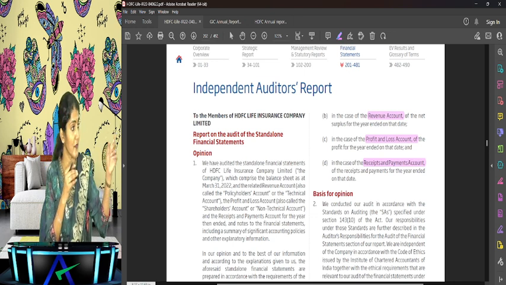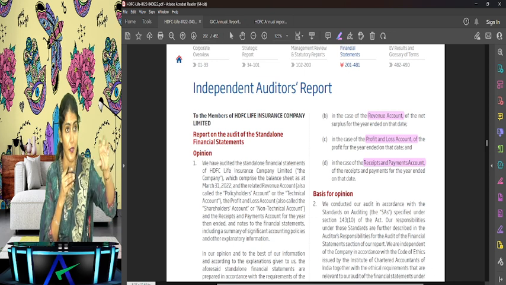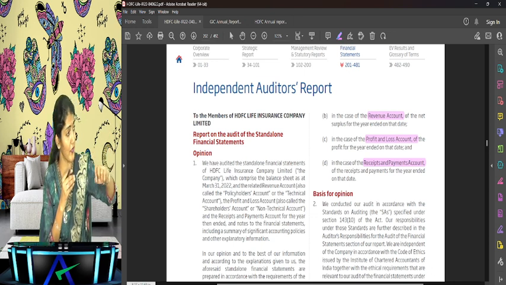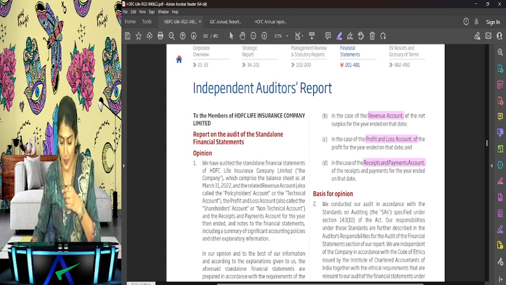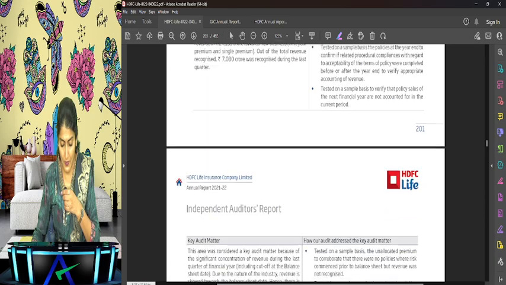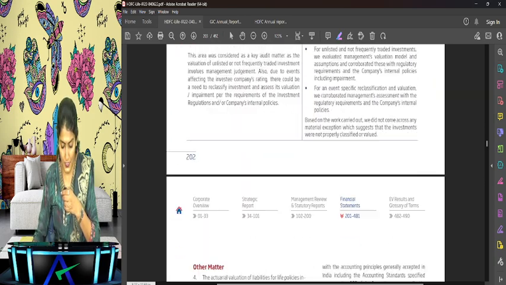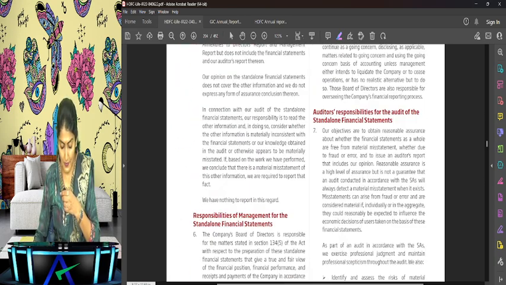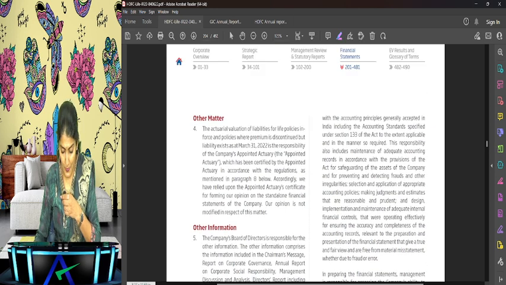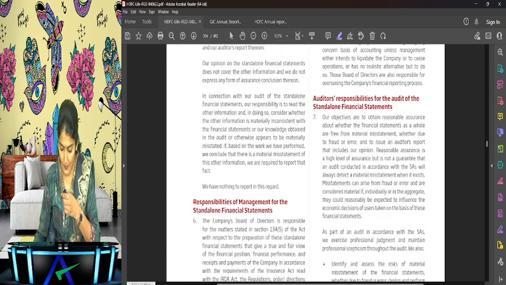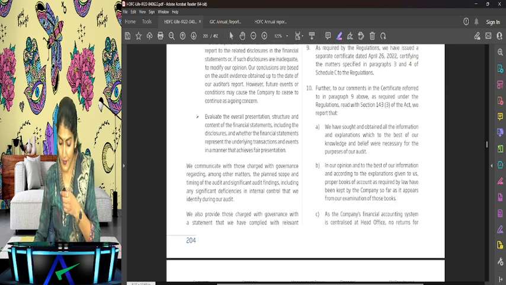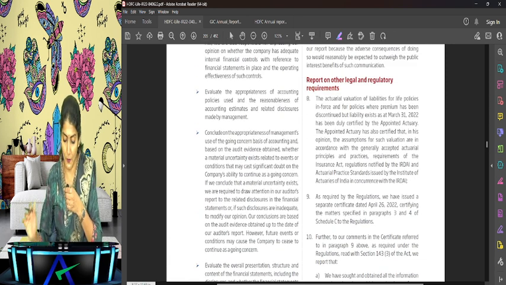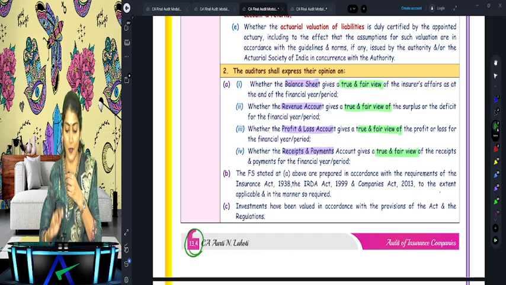HDFC Life Insurance Company Limited. Generally the auditor's opinion is on the balance sheet and profit and loss, but here the auditor's opinion is also on the true and fair view of the revenue account and the receipts and payment account. Is it clear to everyone? And then again we have the key audit matters, the other matter, other information. Other matter, what does it say? The policies which have been discontinued. Then other legal regulatory requirement. So we'll come to the reporting on the other legal regulatory requirement also.